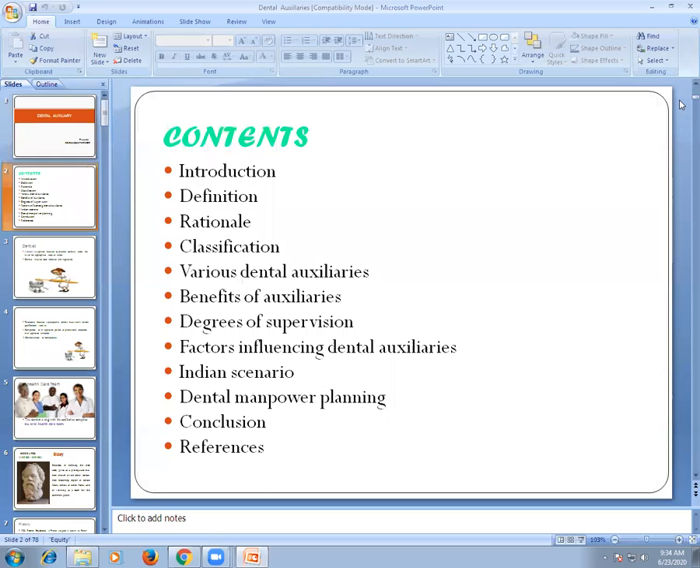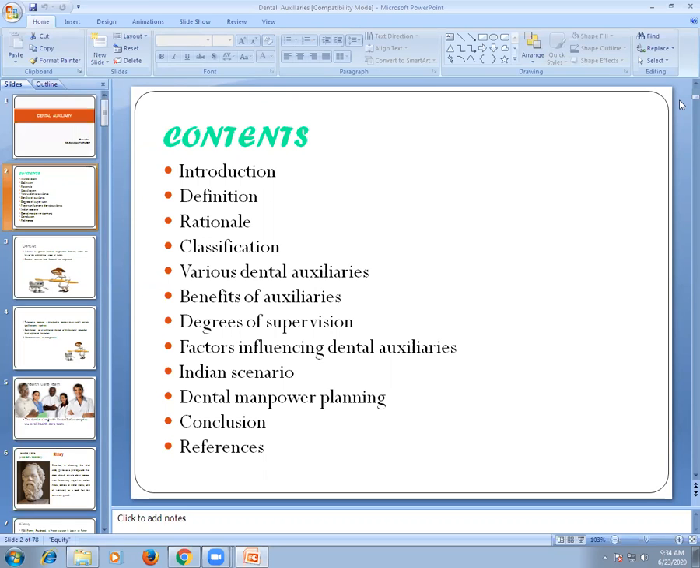So, in your university exam, so many times they ask about dental manpower or dental auxiliary. So, as per exam, this topic is very important. They ask it as a long answer question or short question. So please listen carefully.